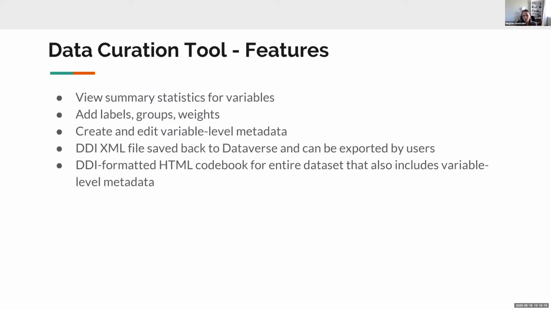So some more details about what this tool does. You are able to view summary statistics for individual variables. You can add labels for the variables, group the variables together, and even add weights as well. You can create and edit variable level metadata, which is kind of the name of the game for this tool. One major feature is that what happens after you've made these changes in the DCT is that this information is saved back to Dataverse, and then you can actually export it as a DDI XML file. So you can actually have that outside of the Dataverse application if you'd like.